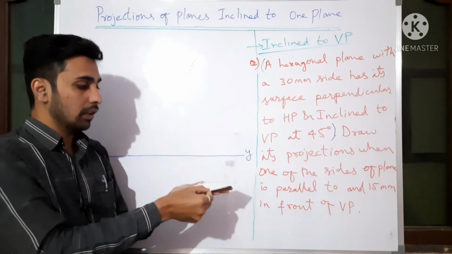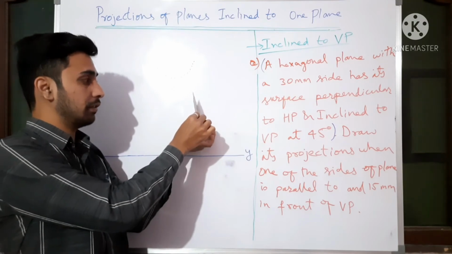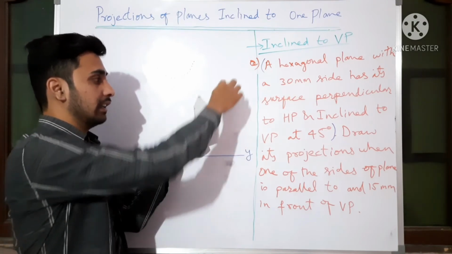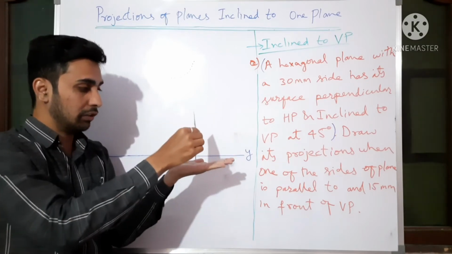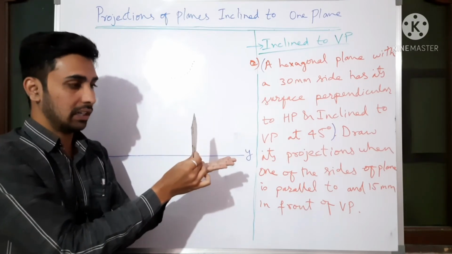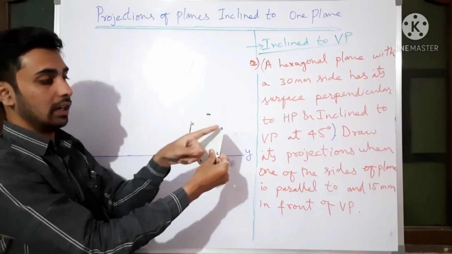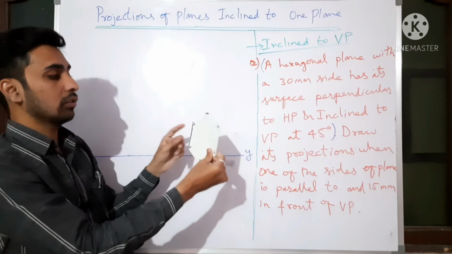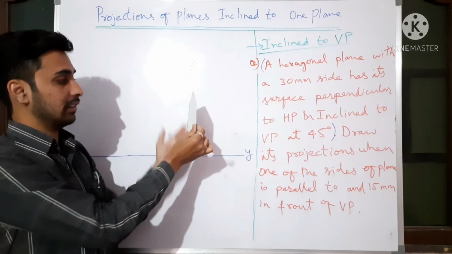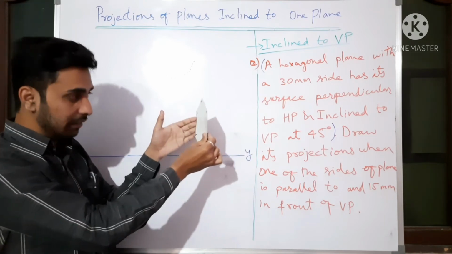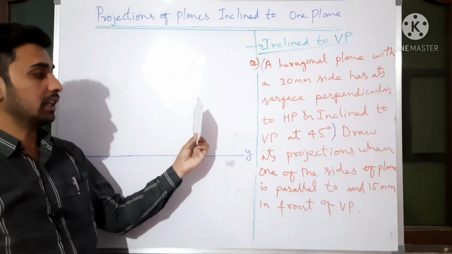Same, perpendicular to HP, the surface of the hexagon is at 45 degree with respect to VP. This angle with respect to VP, surface angle 45. With respect to HP, the surface is perpendicular, vertical. Okay, whereas this edge AB or ED you can say, one edge should be parallel with respect to VP, straight parallel like this. Okay, and in front how much is this distance? 15 mm. This is the position of the hexagon.